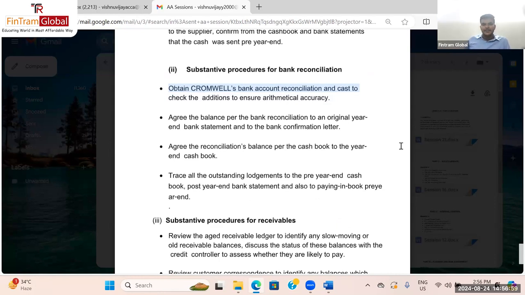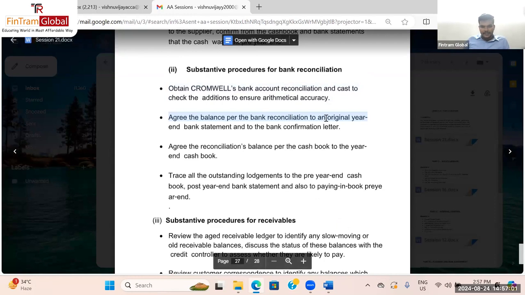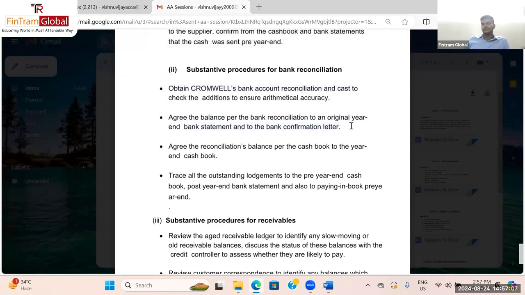Secondly, agree the balance as per the bank reconciliation to the original year-end bank statement and to the bank confirmation letter to verify the balances. So if they have done a reconciliation, what are we doing? We're taking that reconciliation, recalculating it once, and then checking whether the balances are accurate. Are the cash balance as per our books and the balance as per the bank statement correct? That's the second step. There are simple procedures that you could think of whenever a situation comes. This is just an example.